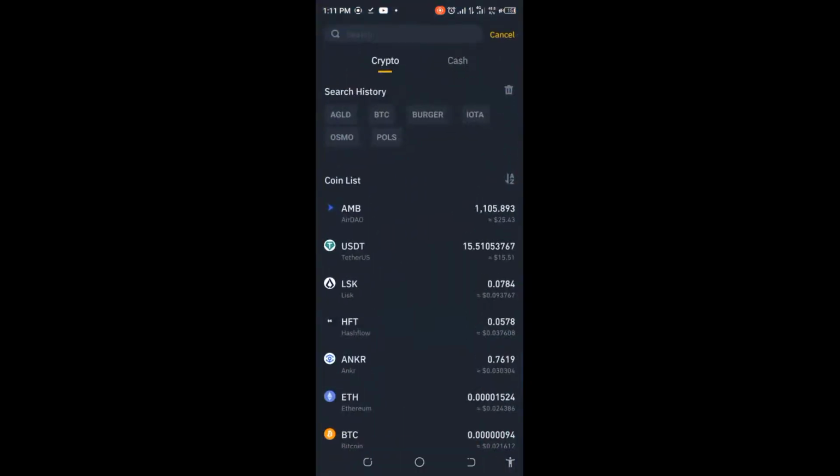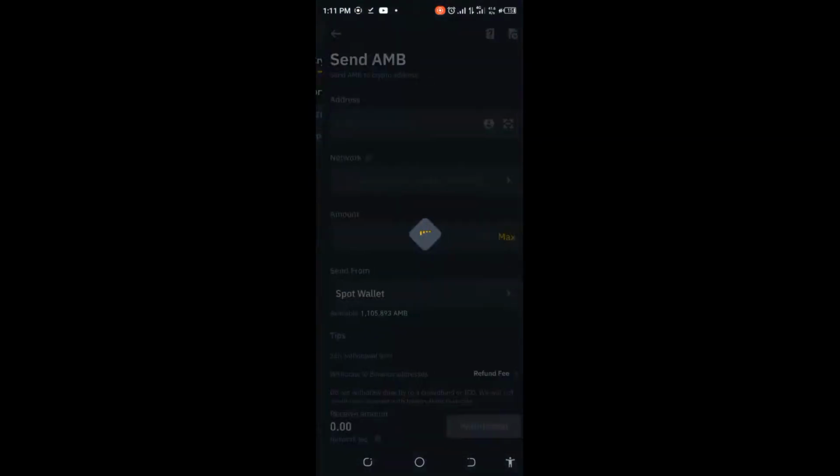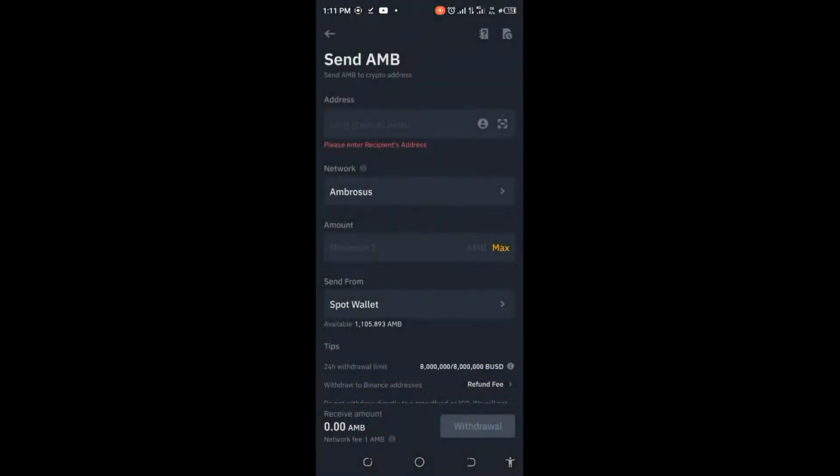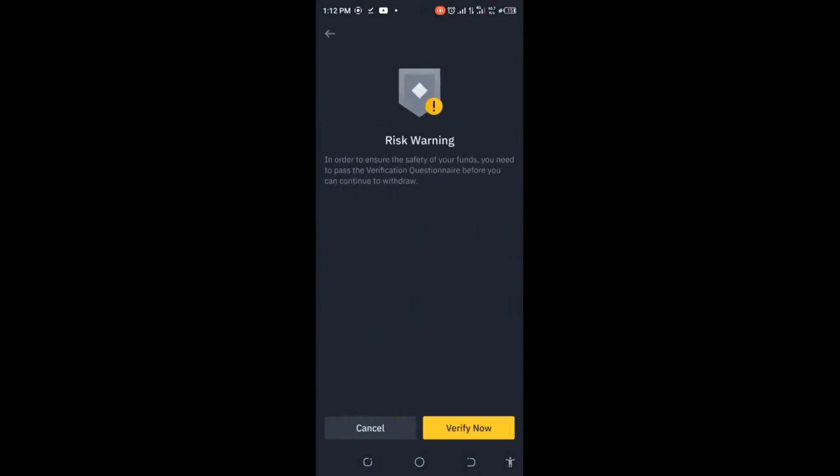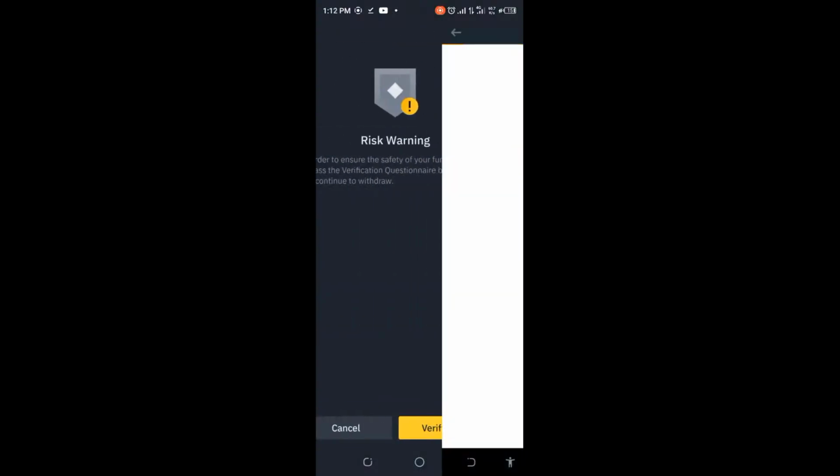You can see everything is here right now, and then we click on crypto network and we put in the address there. Good. And we put max. I guess everything is good to go. Let's take a screenshot as usual, and then we click on withdrawal. Good. So is everything fine? Let's see that. Confirm. All right. Let's click on verify now.